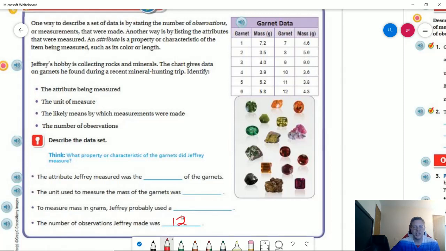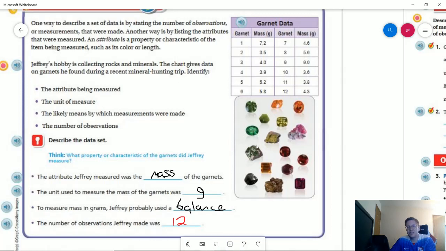So I probably wanted the black pen instead of the red one. So I'm going to put a balance for this one. I've kind of already given the answers as I'm explaining, which is fine. The unit we used to measure the mass was a gram, because that's what we typically use, either grams or kilograms for mass. And then the attribute we measured was the mass. And we could also take a look at the shape, and we could make comparisons of the shapes between different ones or the different colors and so forth.